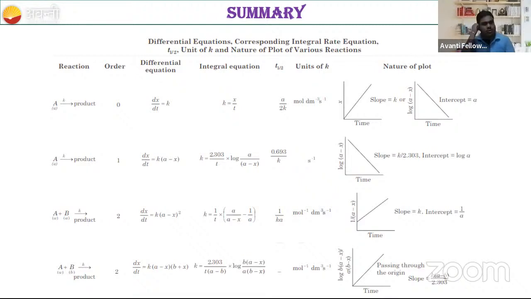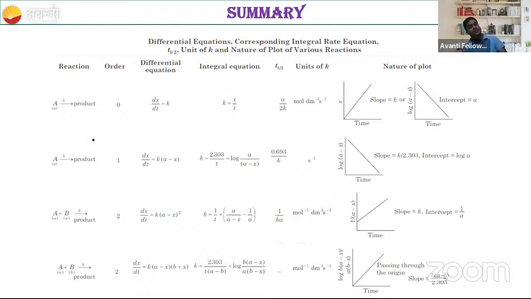Let's see. So how will you understand all these things in a summary? Basically, the different equations, the corresponding integrated rate equation, and t half. In this summary, we are going to see all the important things on one slide only, right? So let's see if the reaction goes like this.